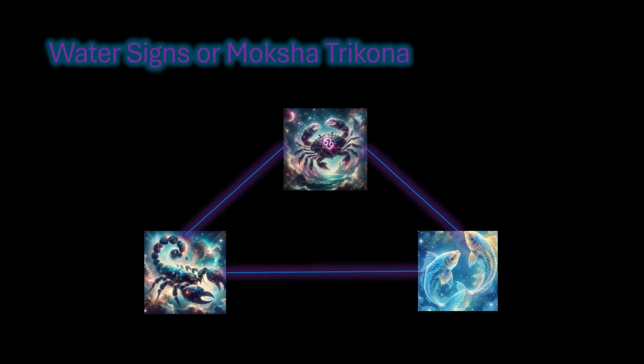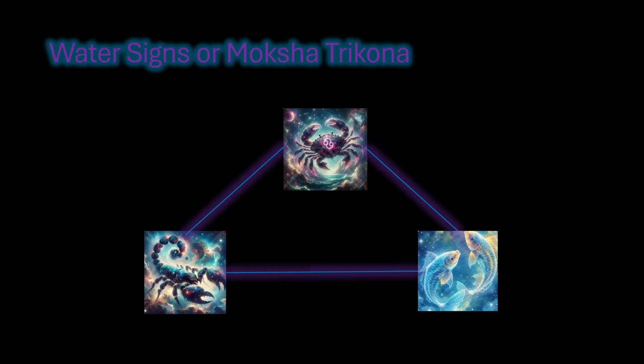Now let's do the water signs. So we'll start with Cancer. In Cancer Karakamsa, the soul in Cancer is nurturing, devotional, and deeply emotional. BPHS describes Cancer as ruled by the moon, linked to water and compassion.